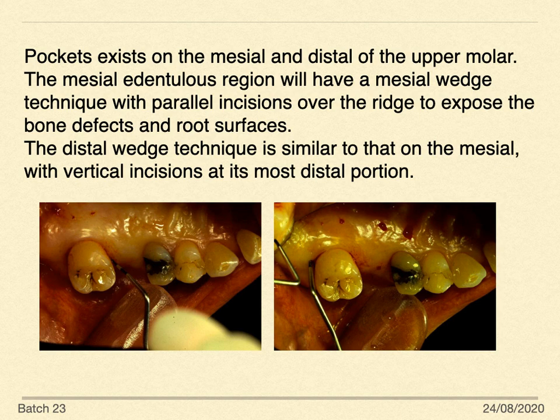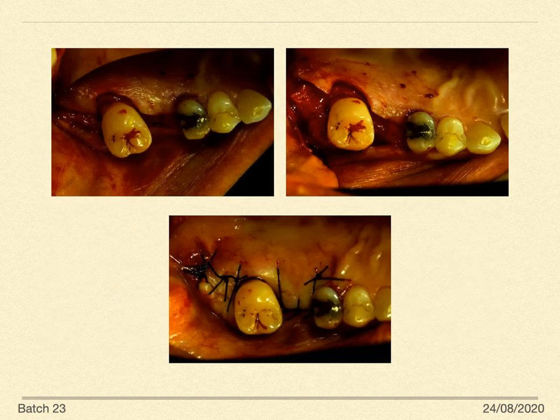This technique is almost similar to the distal molar surgeries which we have seen in the pocket reduction procedures, whether a parallel incision or a trapdoor incision is given, and the excessive tissue will be removed and the flap is sutured in a more apical position so that the pocket is eliminated. That is the idea of doing a distal wedge or mesial wedge technique in an edentulous area.